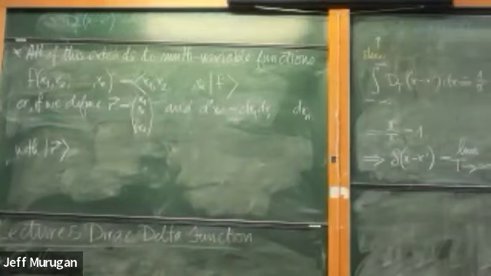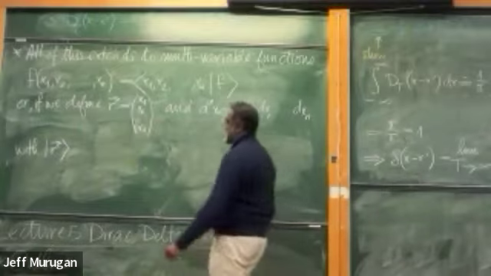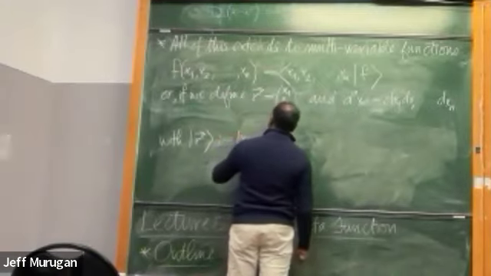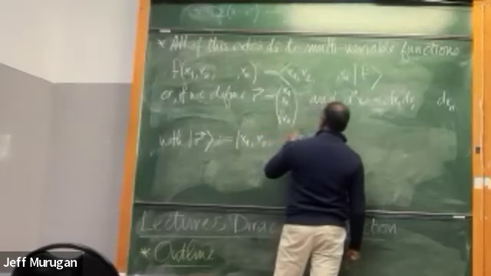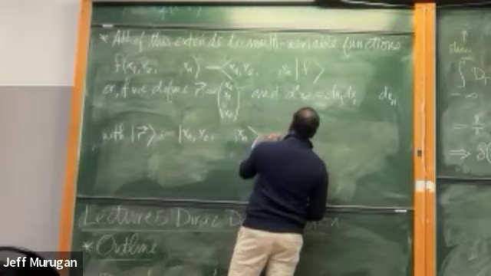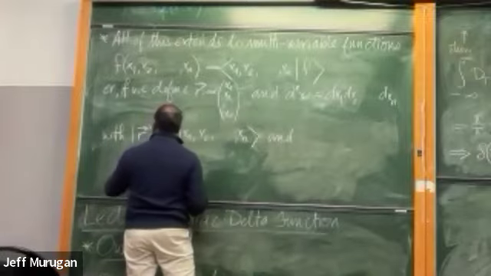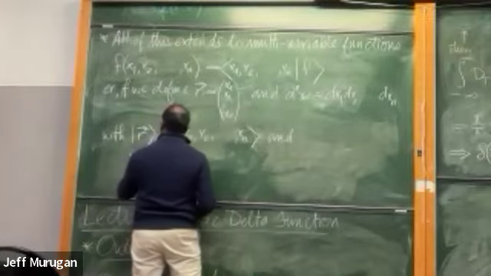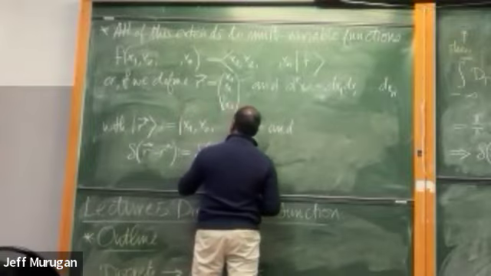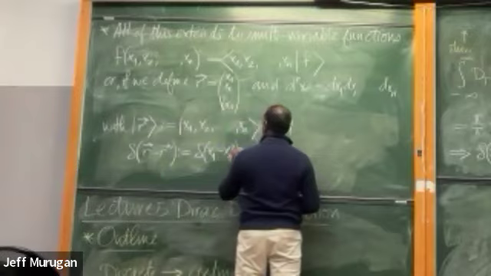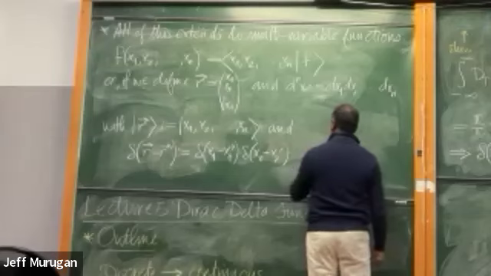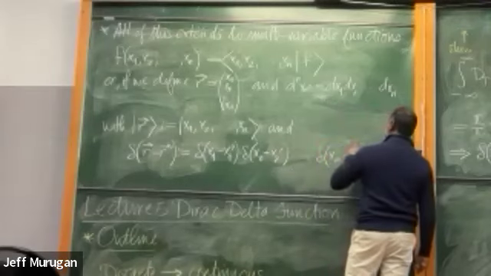So then we'll define the vector to be this one, two, and like that, with a multi-dimensional delta function, delta of r minus r prime, which is the product of delta of x1 minus x1 prime, delta of x2 minus x2 prime, all the way to delta of xn minus xn prime.